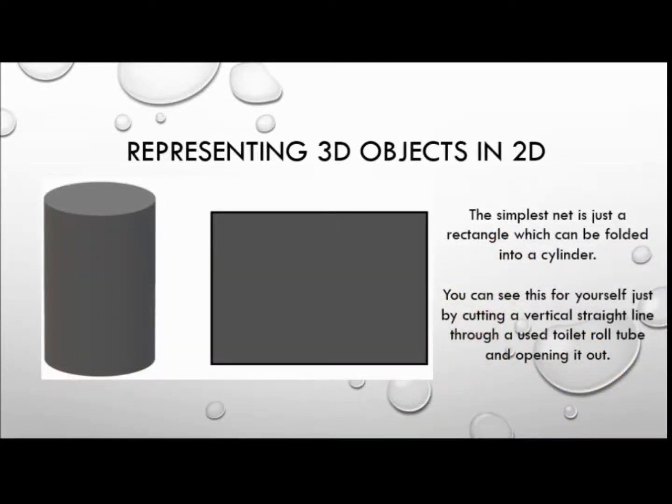The simplest net is just a rectangle which can be folded into a cylinder. You can see this for yourself just by cutting a vertical line straight through a used toilet roll tube and opening it out.